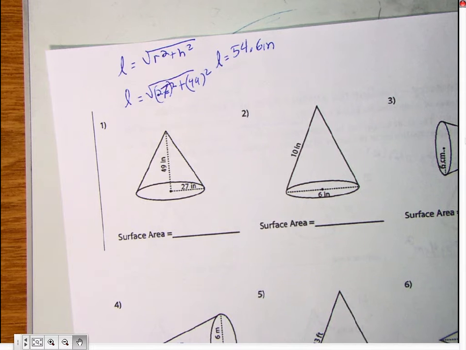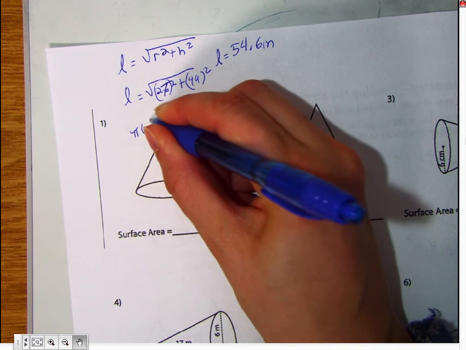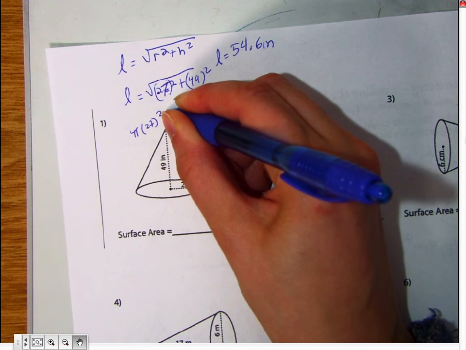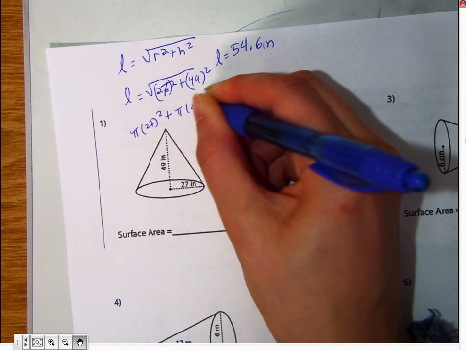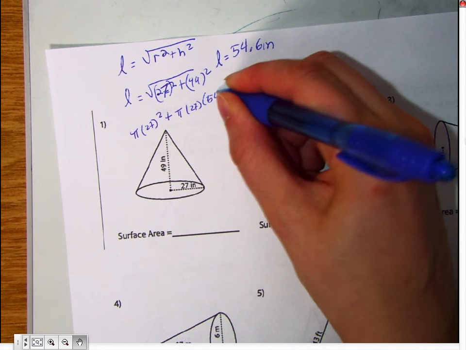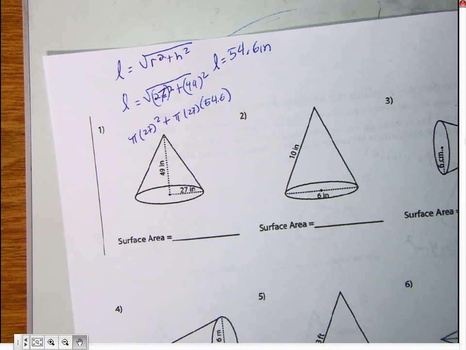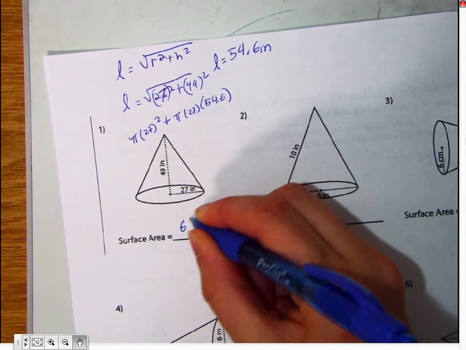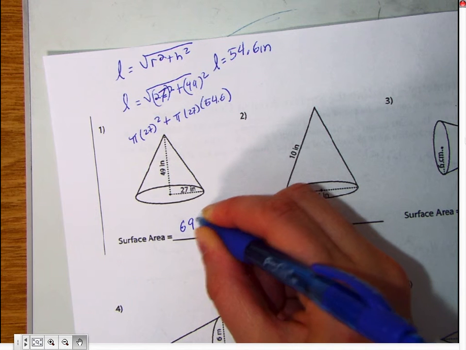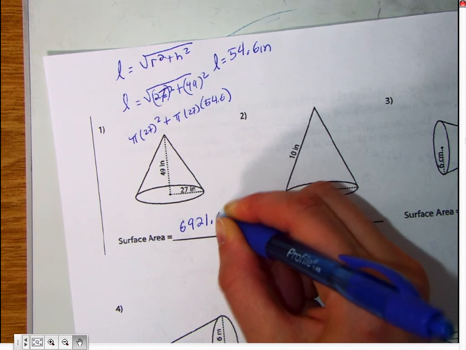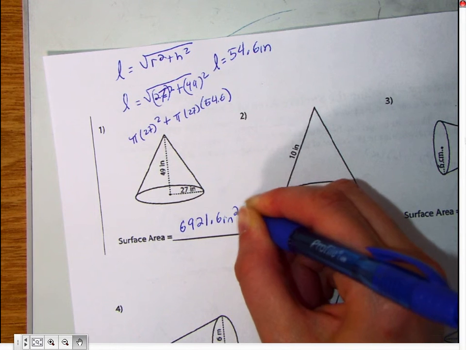Now I'm going to plug it into my surface area formula, which is pi times 27 squared plus pi times 27 times 54.6. And I get 6,921.6 inches squared.